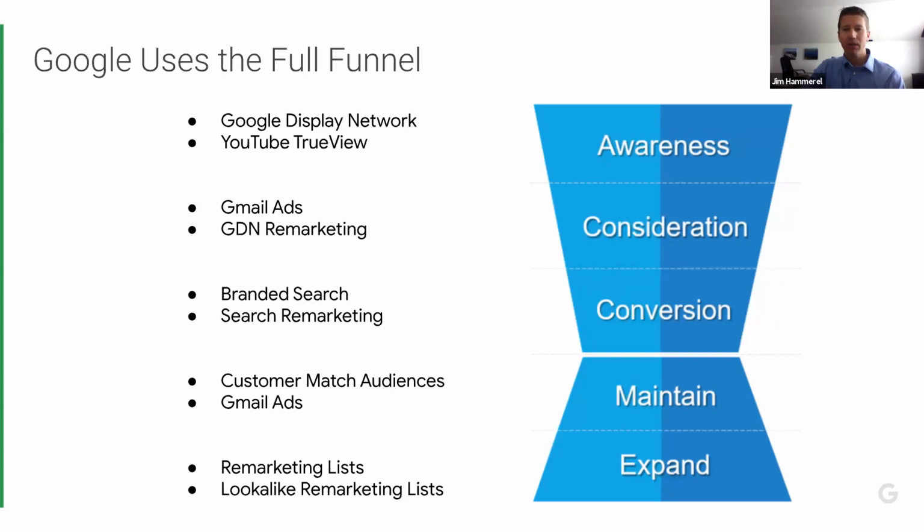And then, of course, as we go into the maintain and expand, we're using a lot of things like customer match audiences, so taking email addresses that we have in our CRM and leveraging those email addresses to target people through different tactics. Gmail ads are great for reaching back out to people directly into their email inbox, and then our remarketing lists and lookalike lists as well.